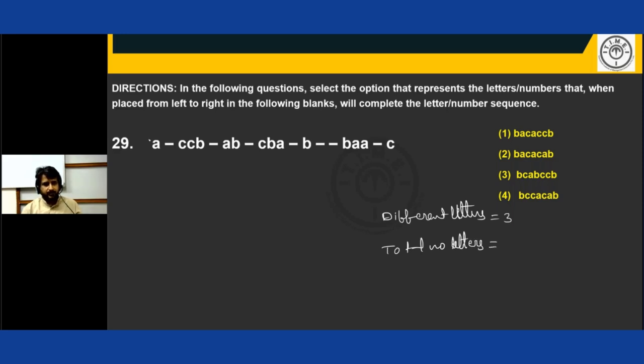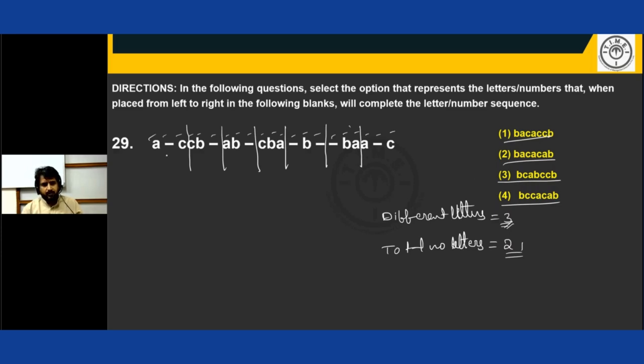Total number of letters: 1, 2, 3, up to 21. 21 letters. The total number of different letters is 3, and the total number of letters is 21. So with each group of 3 letters, you can divide into 7 parts: 1, 2, 3, 4, 5, 6, 7 groups. Now try to substitute the choices. It's all about substituting the choices.